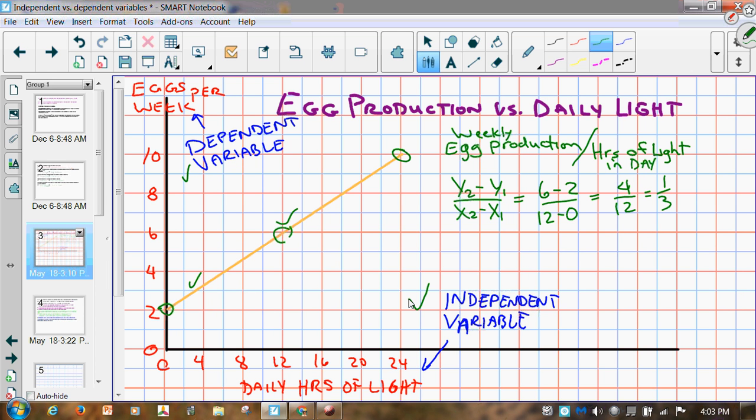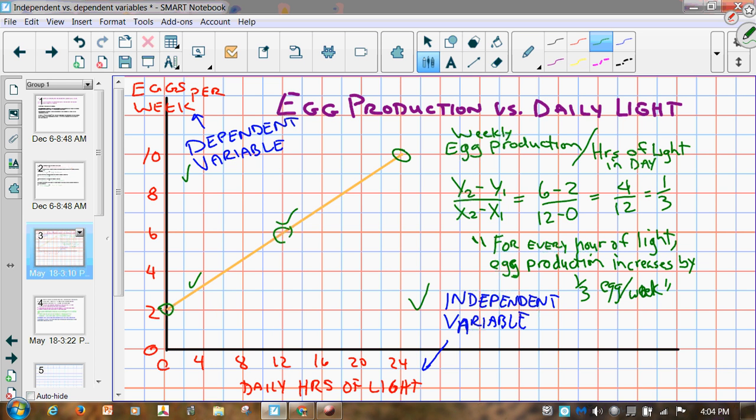Okay, and so we could say that if we did this and found this to be true, we would say that for every hour of daylight, in fact, this is a good way to write this verbal expression here: for every hour of daylight, or let's just say light, because we can't get 24 hours of daylight, and it'd be artificial anyway, but light egg production increases by 1/3 egg per week.